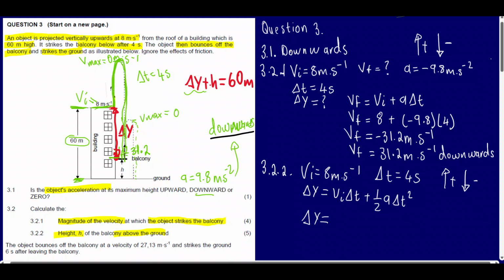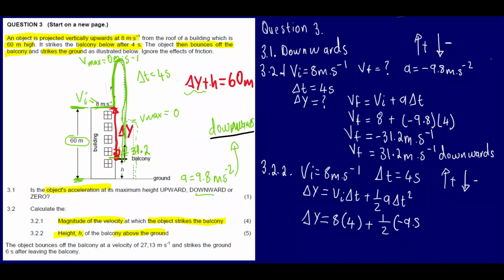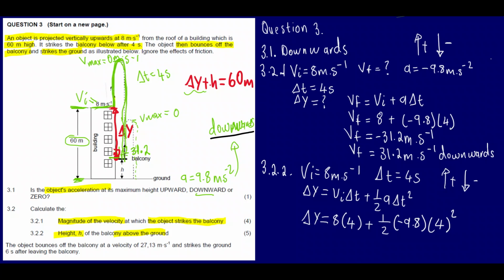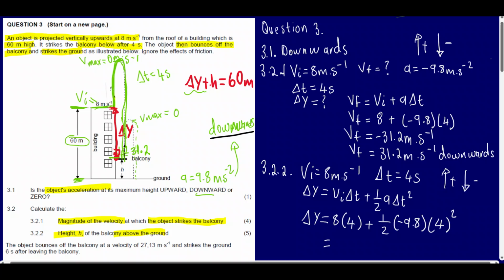What is the initial velocity? We're taking upward as positive and downwards as negative, so the acceleration is going to be negative. This gives us 8 for the vi, and the delta t is going to be 4 seconds, plus 1 over 2. What is the acceleration? Negative 9.8. And what is the delta t? It's still 4 seconds. Then we square that. If we do that, we will see that the delta y is going to be 46.4 meters.